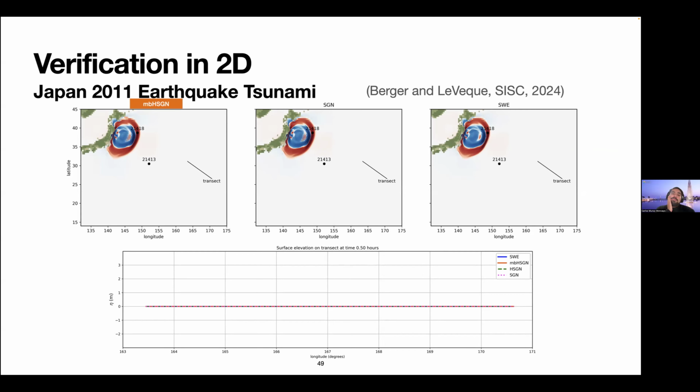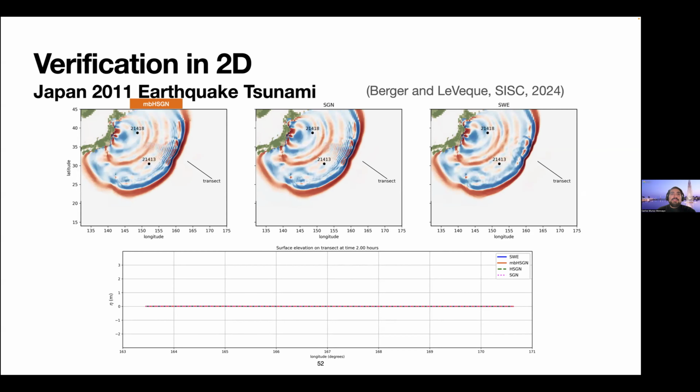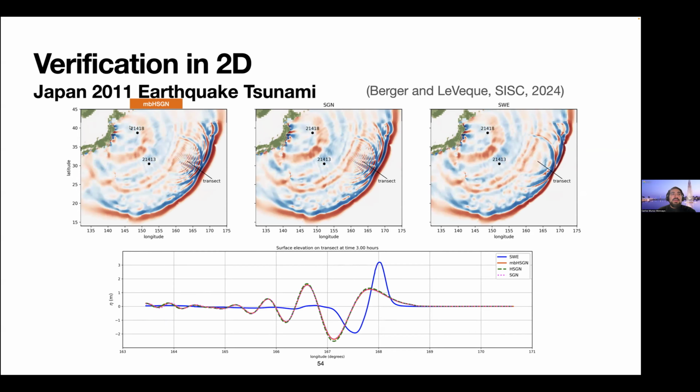The color plot above is using the UCSB source, and I'm plotting Mile Bottom HSGN, SGN, and the shallow water equations. And you can see that as the solution evolves, Mile Bottom HSGN and SGN are both capturing this dispersive behavior close to the transect that the shallow water equations are missing. And in the bottom plot, you have the solution across this transect, and you can see that both hyperbolic models are just on top of SGN. The mismatch is very small, even though the topography here is fairly complex.